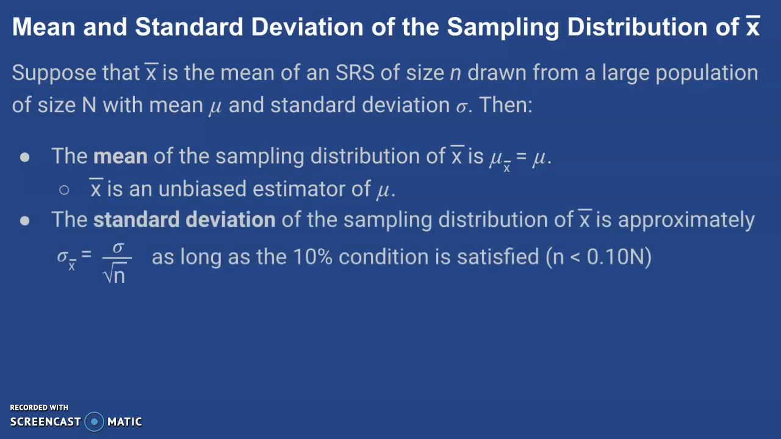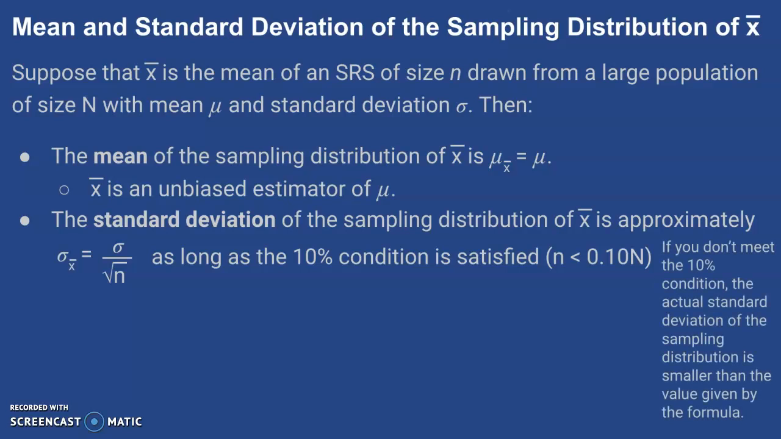The standard deviation of the sampling distribution of x bar is approximately the standard deviation of the population divided by the square root of n, your sample size. And this is true as long as the 10% condition is satisfied. In other words, your sample is smaller than 10% of the population. If you don't meet the 10% condition, the actual standard deviation of the sampling distribution is smaller than the value given by the formula. This is beyond the scope of this course, however.